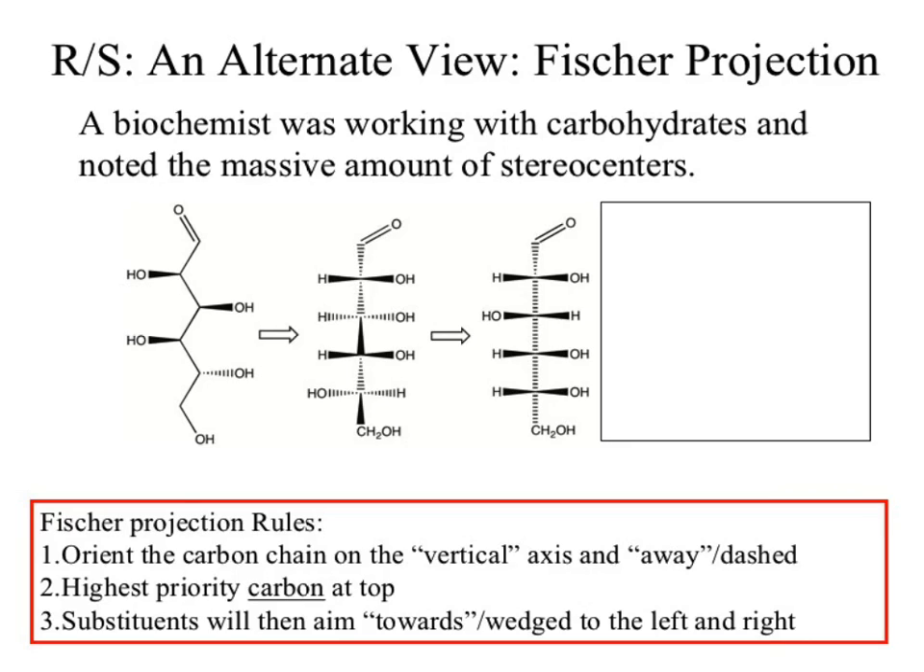All right? Look what happened. The first one was already set up perfectly. But how do you know that? What are our rules? Orient the carbon chain on the vertical axis, yes. Okay, highest priority carbon at top, yes. Substituents on the vertical axis and aimed away. For this first carbon, are those the carbon chain aimed away? Yes. How about the next one? No. That one's not oriented right.